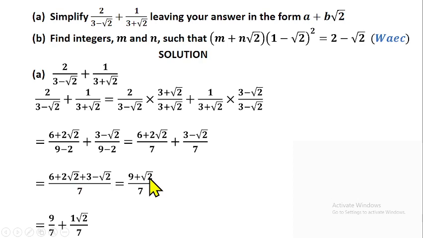Then the question asks us to leave the answer in this format. That means you can split this into two or more different parts. You can split it. That should give us 9 over 7 plus root 2 over 7. So we have 9 over 7 plus root 2 over 7.